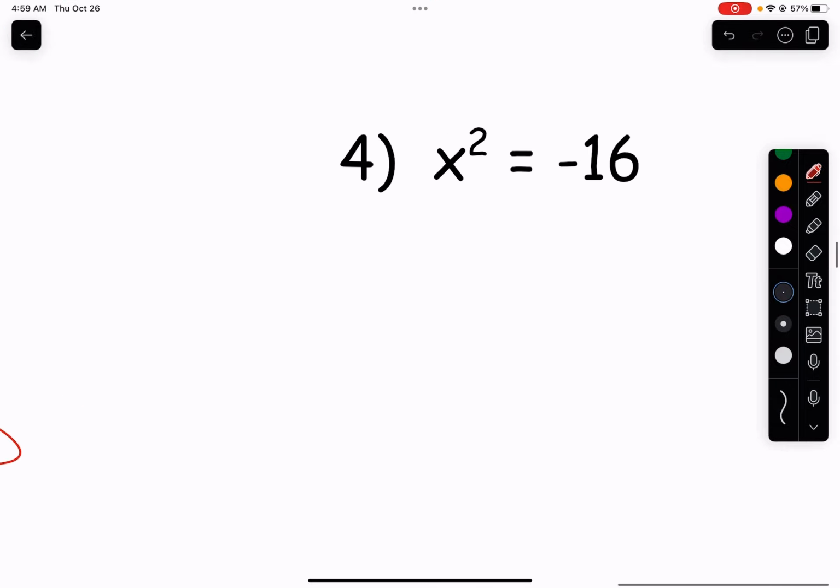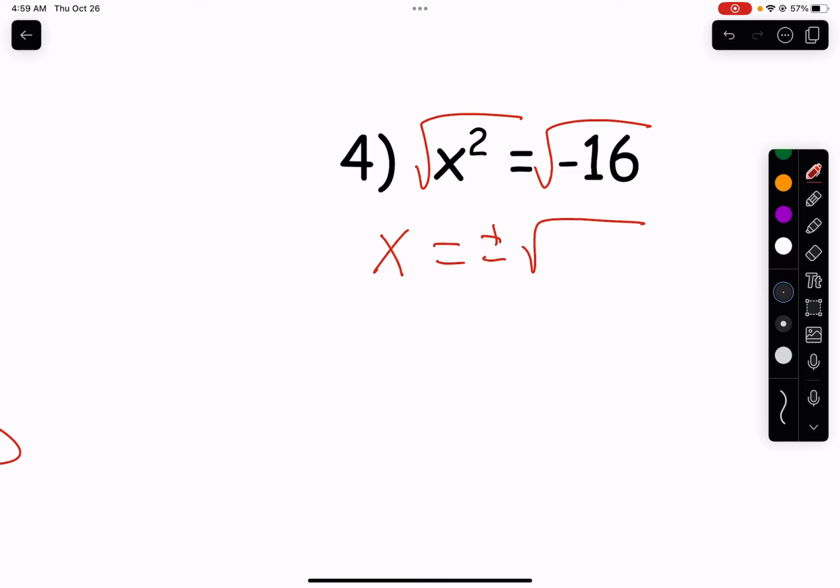All right, so let's try this one. The x squared is already by itself. So I have to go ahead and take the square root of both sides. And when I add in the square root symbol, I have to add in a plus minus. So go ahead and simplify this. What would the answer to this be? So because we have a negative in the square root, this is going to be no real solution. All right?